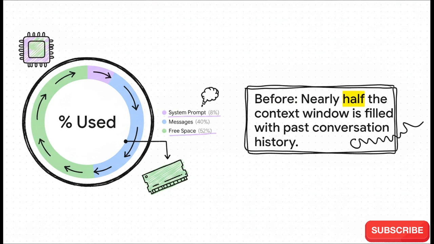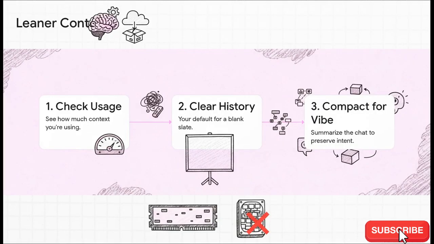So here we have a coding session where the context window is almost half full, 48% used. And look at that chart. A massive 40% of that is just the old conversation history. That creates this huge, bloated middle where it's super easy for the AI to get confused or forget a key instruction. So how do we fix this? It's pretty simple.